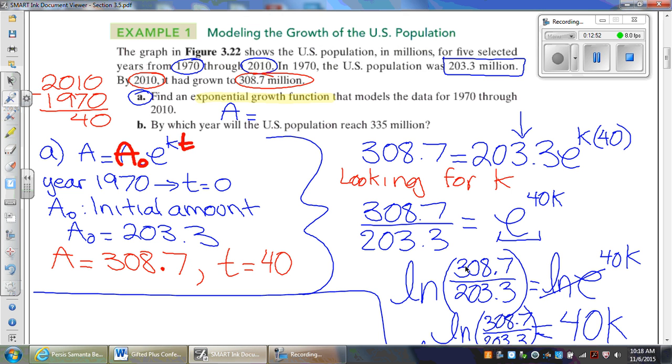A is equal to A sub 0. We actually have an amount for A sub 0. It's here. We're going to go ahead and use that. So 203.3 times e to the power kt. And we know what k equals, and that is 0.0104 times t. So that is the answer for the first one.